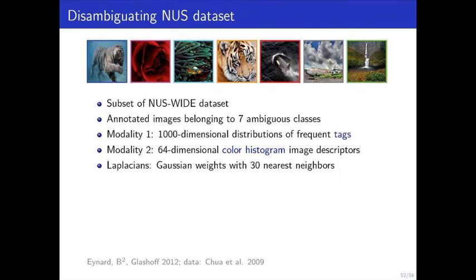This was, of course, a very synthetic toy data set. But here is an example of images from Flickr. So they have some simple visual descriptors, in this case 64-dimensional color histograms, and also annotations that are represented as 1,000-dimensional histograms of most frequently used tags. And basically we consider these two different modalities as different spaces. We construct the respective graphs with Gaussian weights.